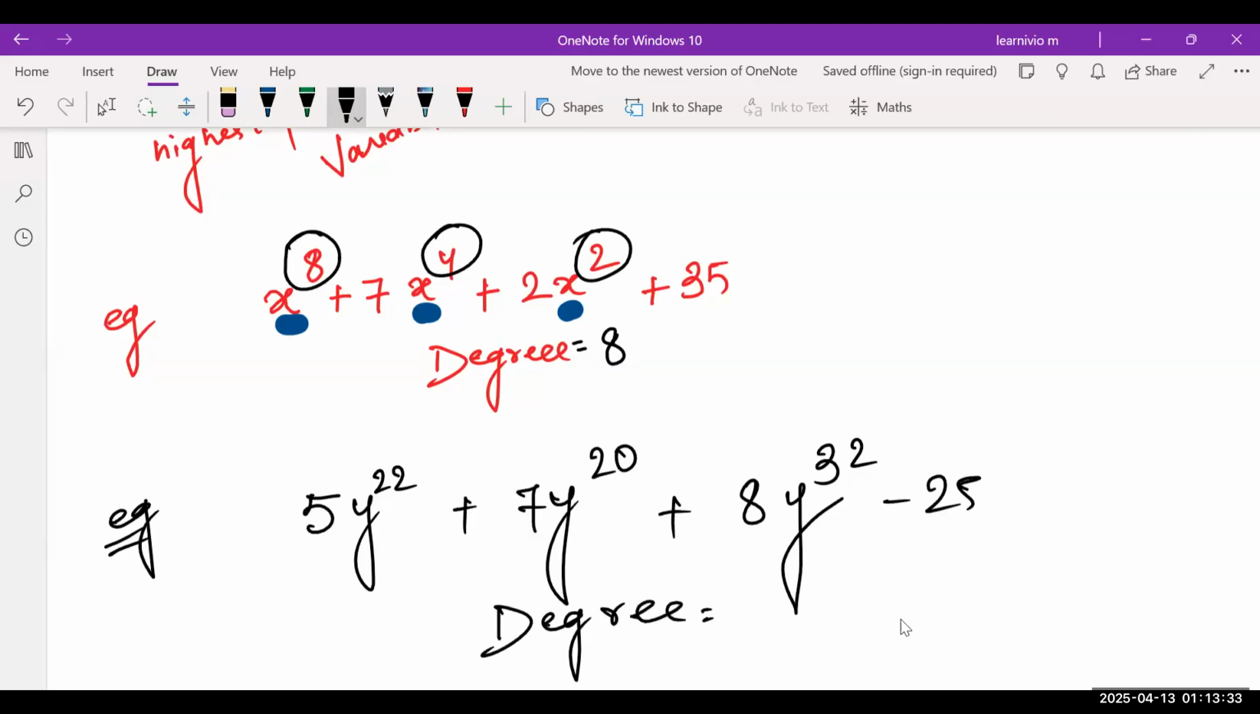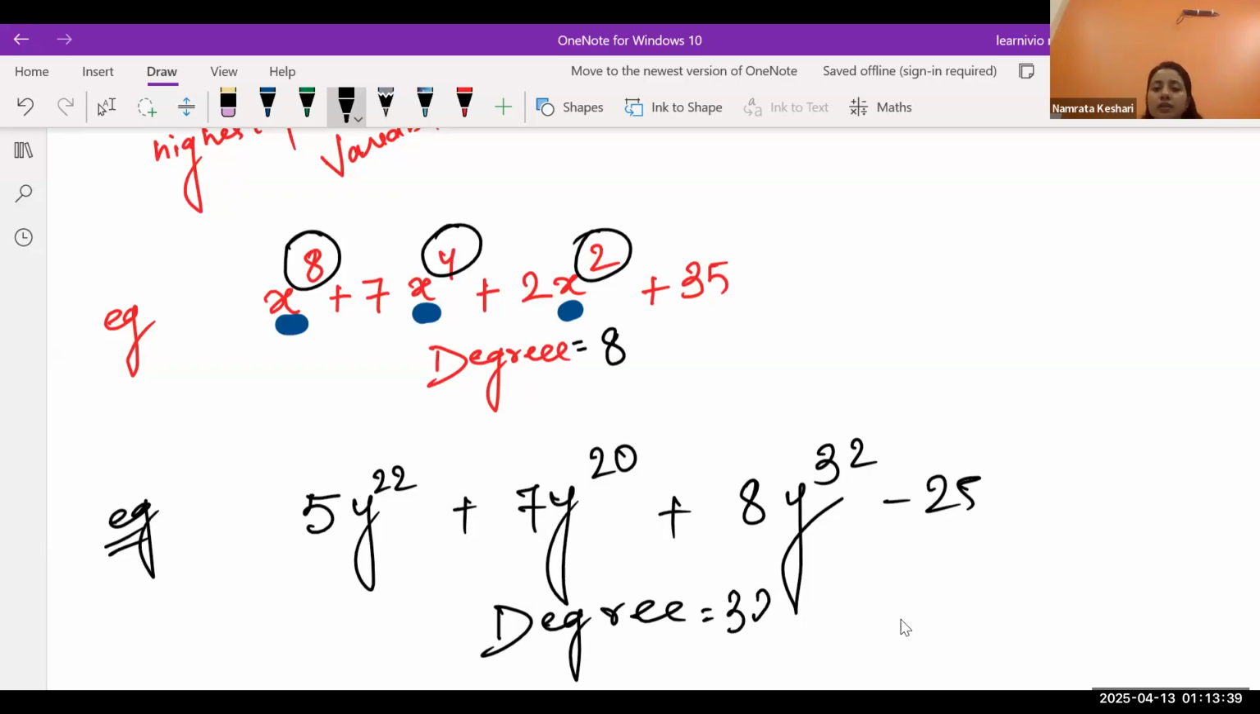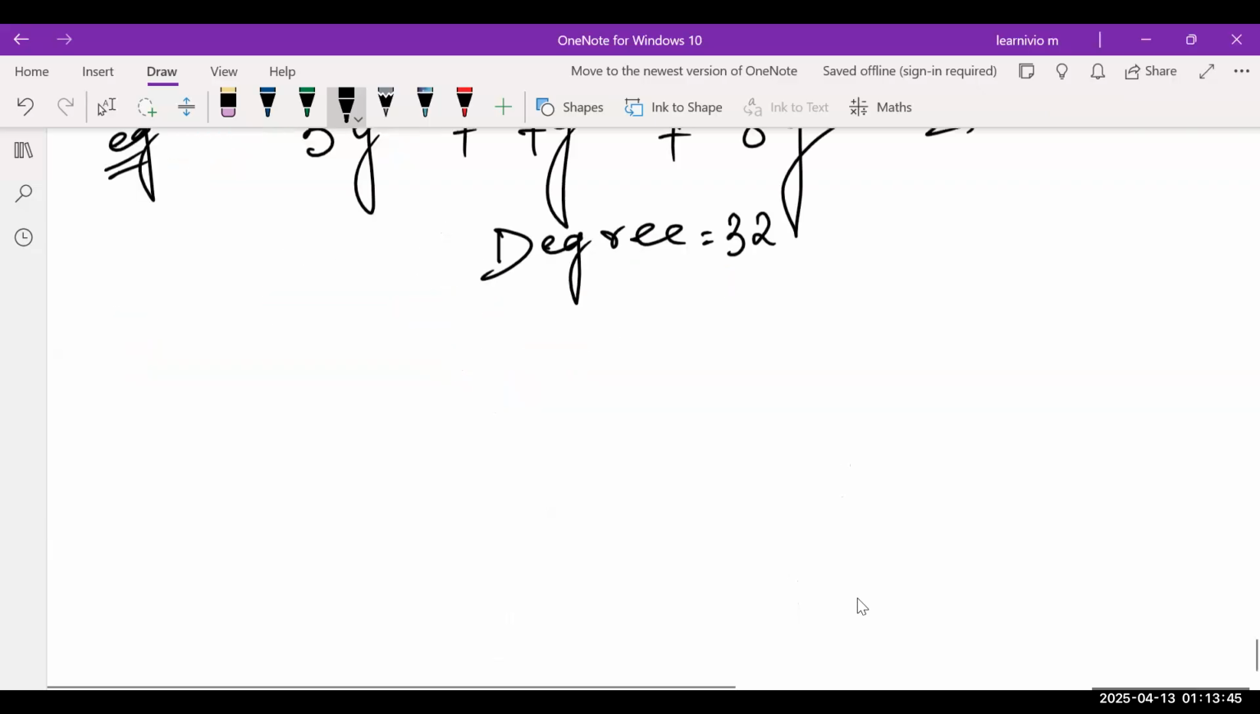Y raised to the power 32. So the degree will be only 32, right? Yes, only 32. Right, Afan? Yes. Okay, so this is how we'll be writing the degree.